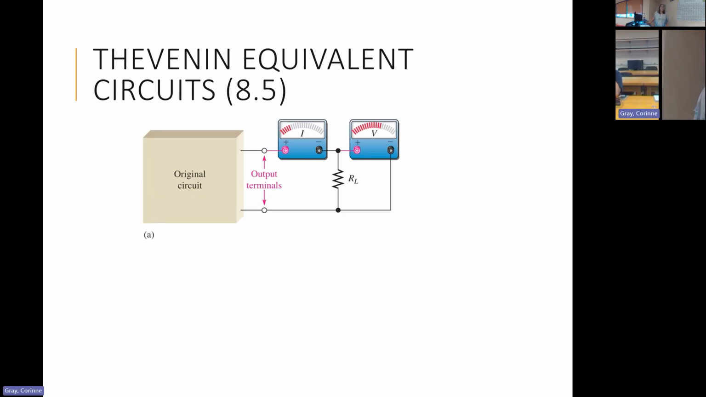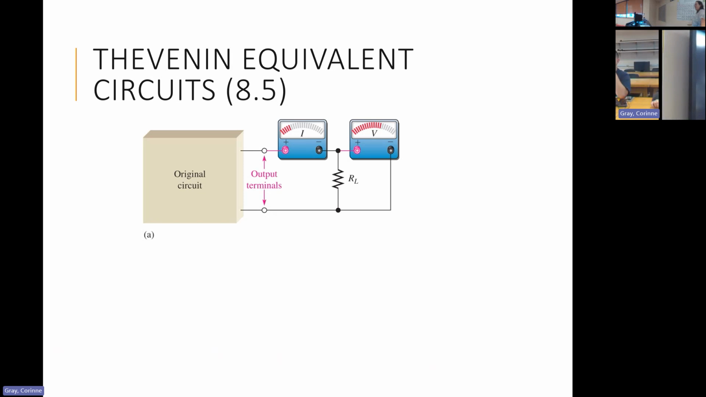Again, we'll look at an example in a second. What this equates to is we have some original circuit. Right now, we're just treating it like a black box. We don't know what it is and we don't really care at this instant. It has some output terminals, which is where you're doing your measurements. There is some amount of current coming into that load resistor, and there's some amount of voltage across it.